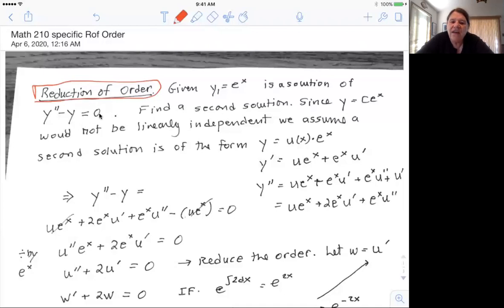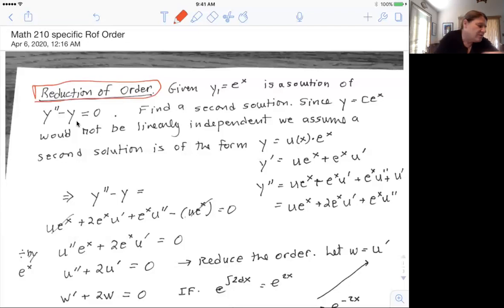So what we're going to do with this second order DE is reduce it in order by 1. And if we reduce it in order by 1, it would be a first order linear DE. Or I'm going to show that. And we know how to solve first order linear DEs. We can separate them. We can find integrating factors. There's all kinds of stuff we can do. So here's how I want to start this thing.